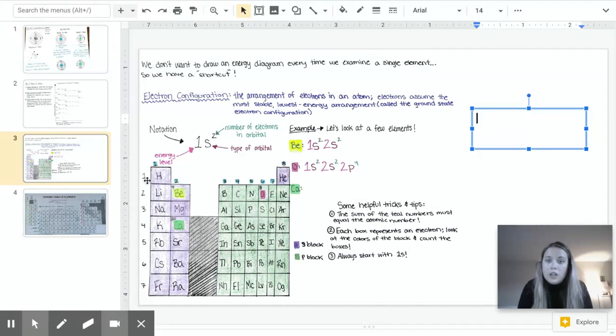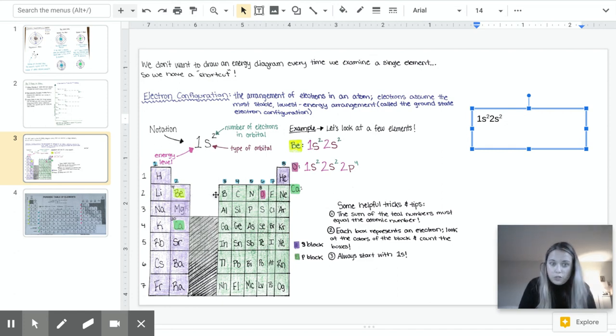So we're going to start with our 1 energy level, 1, 2 in the S block. So that means it's 1s2. Then we're going to go to 2. So we're at our second energy level now. We have 1, 2 boxes in the s block. So we know we have an s orbital that has 2 electrons in it.